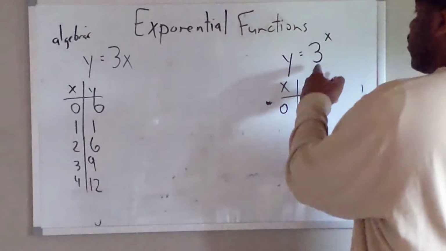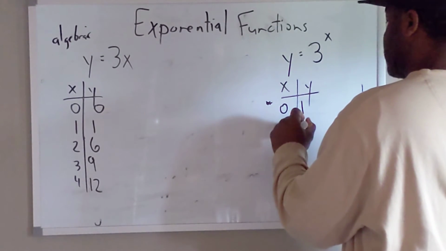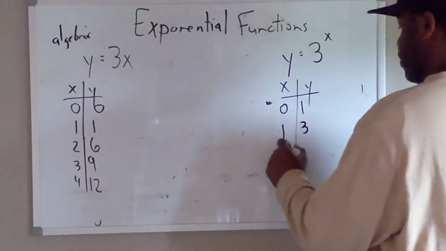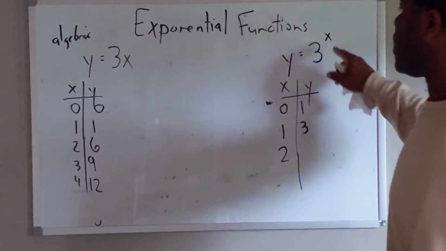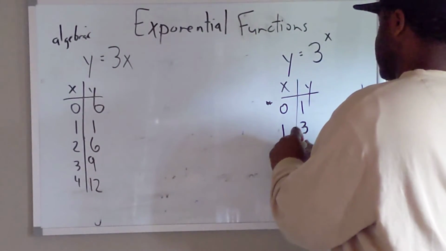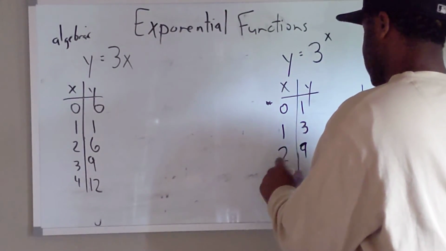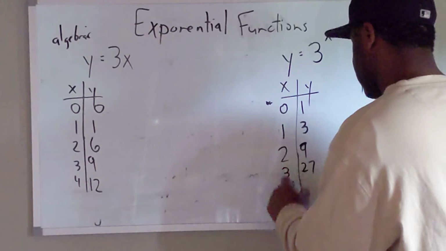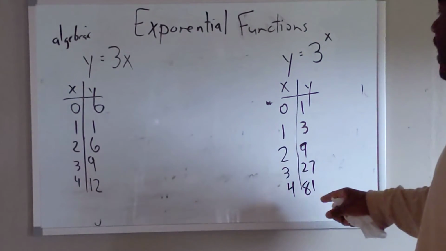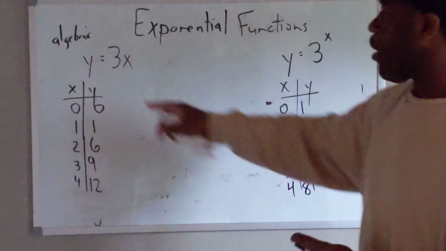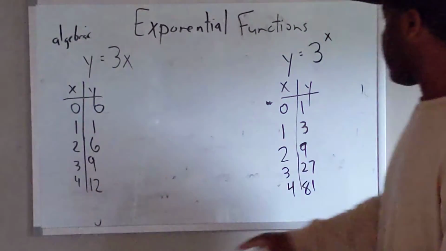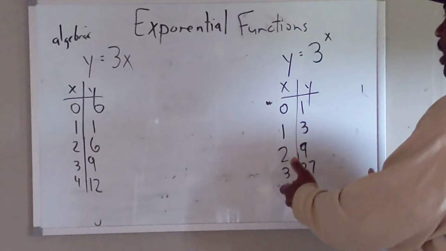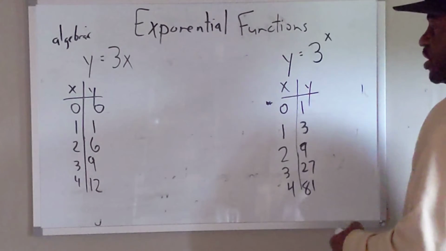All right. 3 to the first power is 3. 3 to the second power, 3 times 3, is 9. 3 to the third power is 27. And 3 to the fourth power is 81. So right here we can see how 3 times 4 is 12, while 3 to the fourth power is 81. So you can see the different rate at which the exponential function is growing.